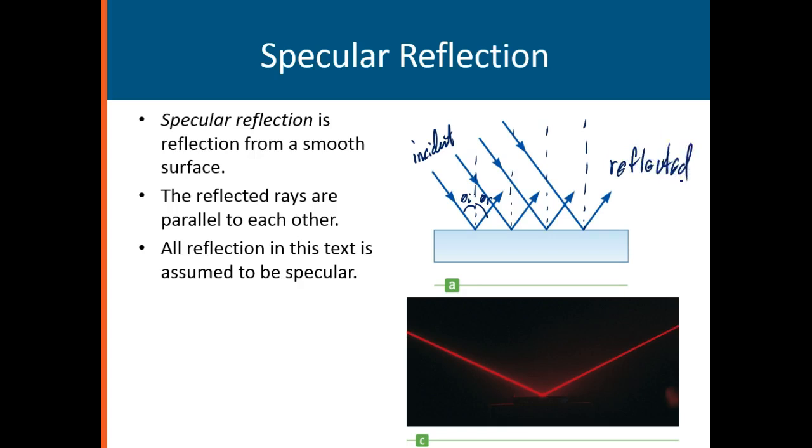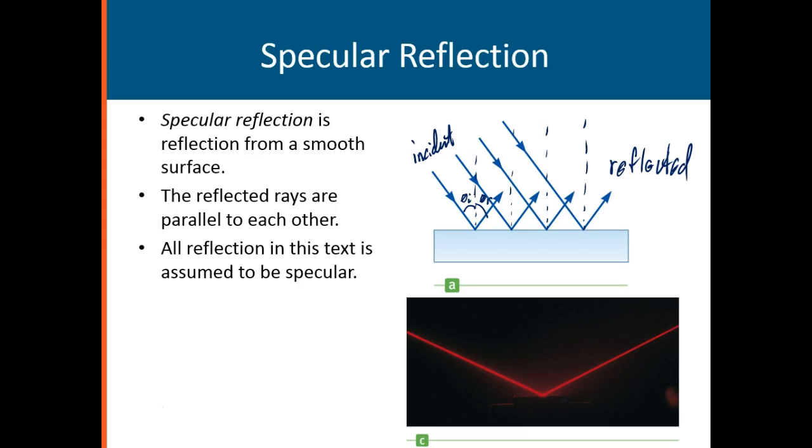Now that's a pictorial representation of that. Because it's a perfectly smooth surface, the normals are lined up perpendicular, parallel to each other, then the angle of incidence equals the angle of reflection, and they bounce off at exactly the same angle, so the reflected rays are also parallel to each other. All the reflection in this text is assumed to be specular. It's not spectacular, it's specular. Again, I don't think I ever used that word anywhere else.